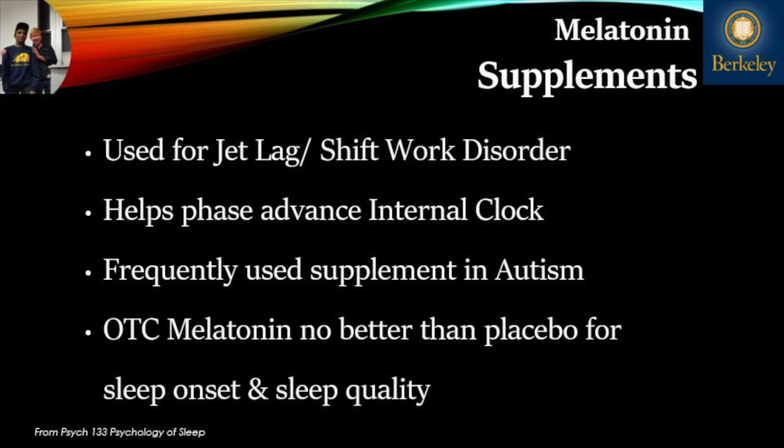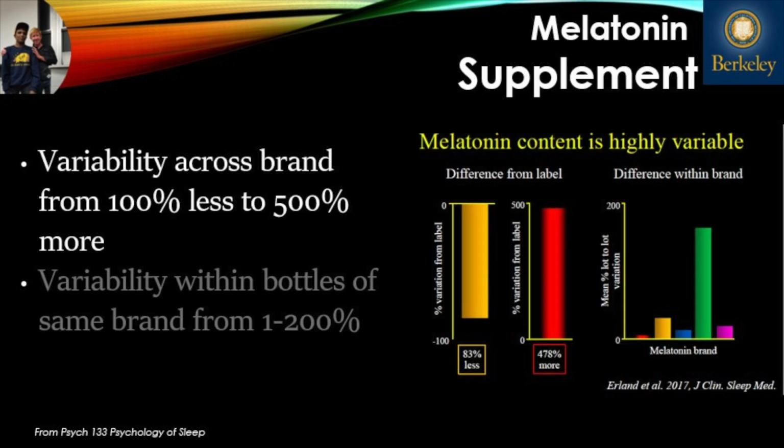The thing is that melatonin is more about the circadian system than sleep pressure system. Studies also show that over-the-counter melatonin is no better than placebo for sleep onset and sleep quality. An issue could be that melatonin content is highly variable across OTC brands. It can range from 100% less to 500% more melatonin across brands. There is also variability within bottles of the same brand, from 1% to 200%.